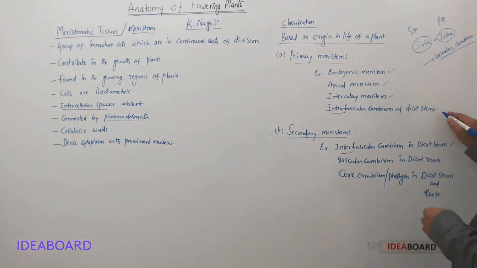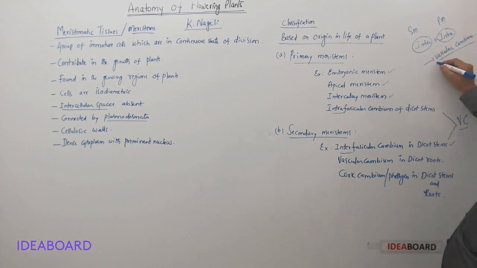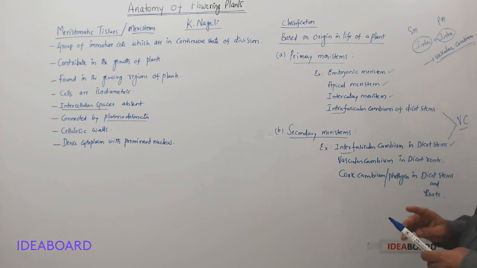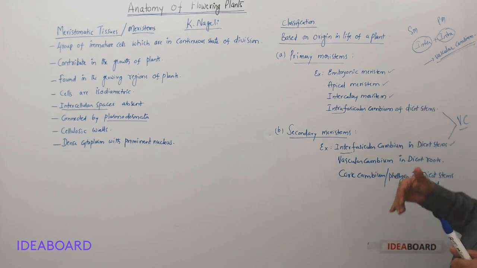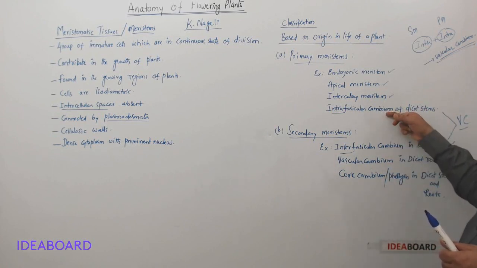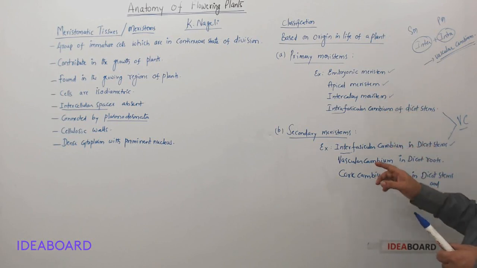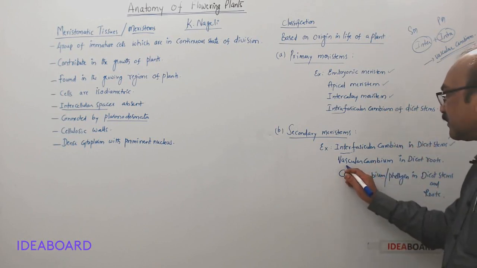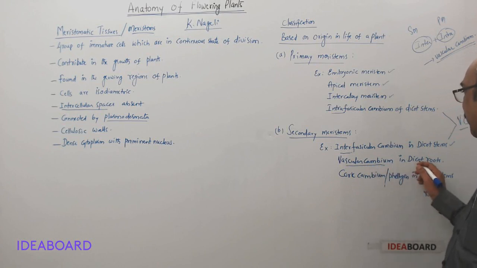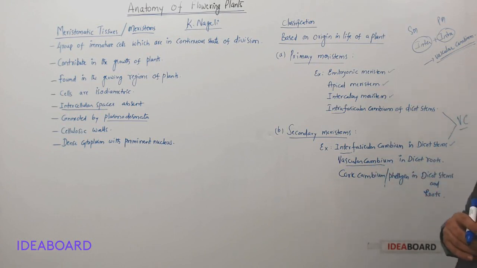But both of them together make what? Vascular cambium, which is partly primary and partly secondary, because this is primary and this is secondary. But let us see the next example, vascular cambium in dicot roots.